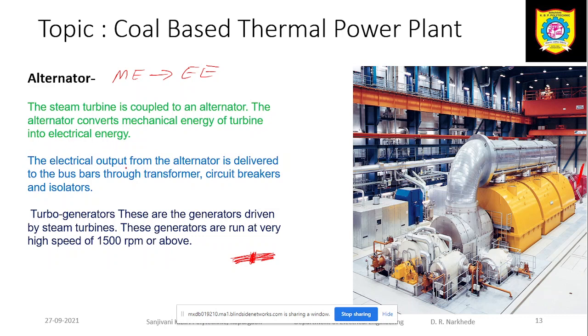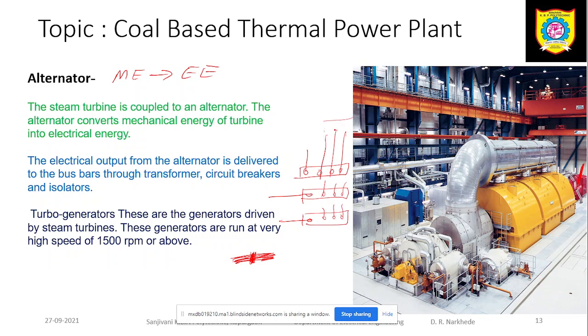The electrical output of the alternator is delivered to the bus bar through the transformer, circuit breaker and isolator. So once that electrical energy is generated, it is collected and given to the bus bar. So what is a bus bar? A bus bar is nothing but copper plates, to which I am giving the R phase, Y phase and B phase, and the bus bar has a single input and multiple outputs through which I am going to connect these three.